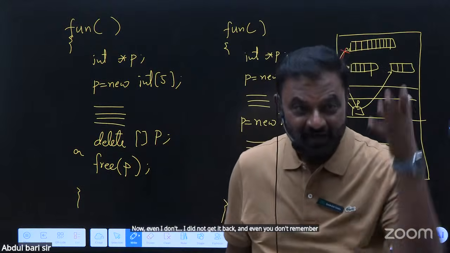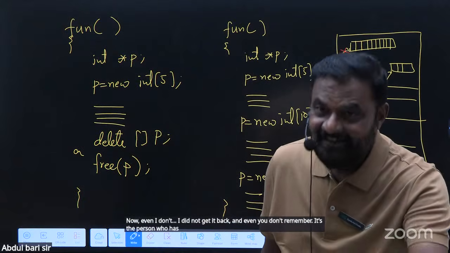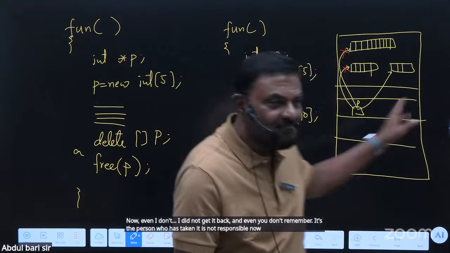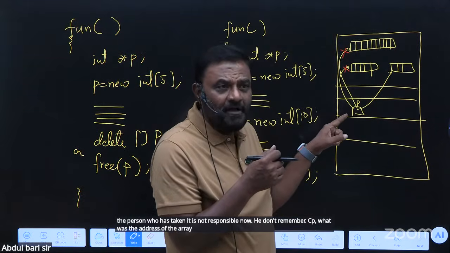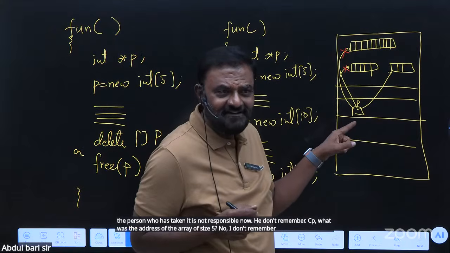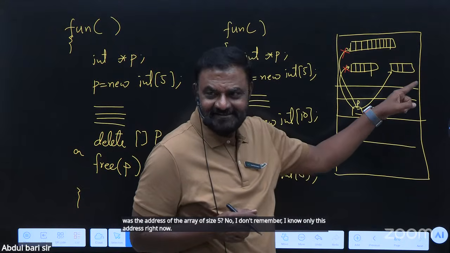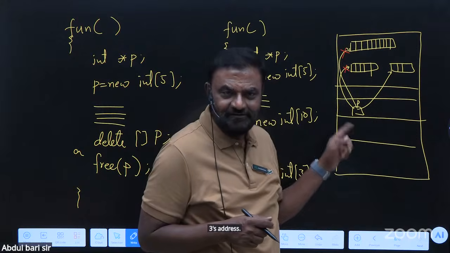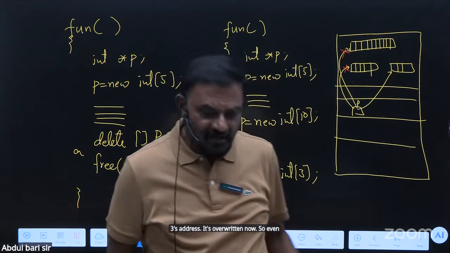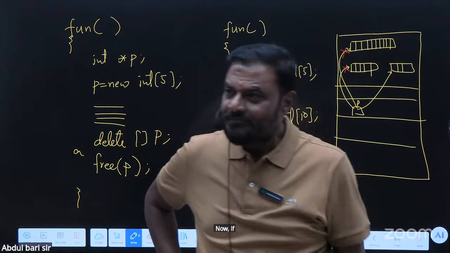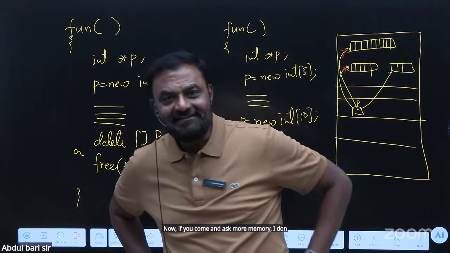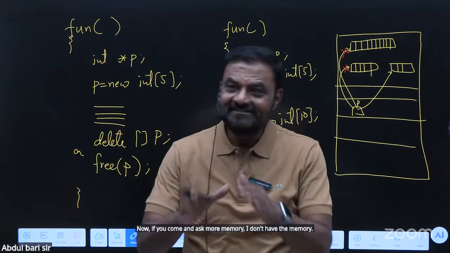The person who has taken it is not responsible now. He doesn't remember. What was the address of the array of size 5? No, I don't remember. I know only this address right now, 3's address. It's overwritten now. So even he doesn't remember. In my record, it's there with the program. Now if you come and ask for more memory, I don't have the memory. So slowly it's a leakage of the memory.